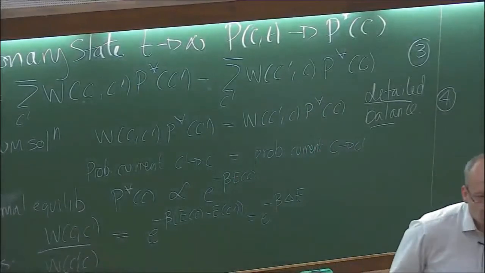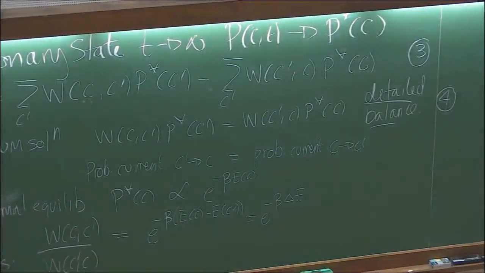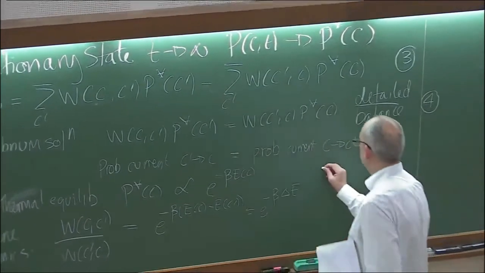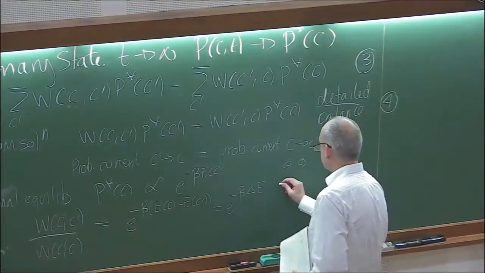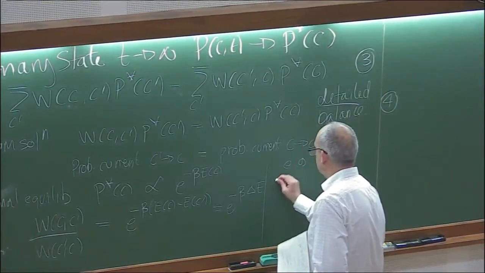And so there's a number of ways of choosing the rates to satisfy this. There's a few choices, and probably you will have used some of them in computer simulations, simulating dynamically an equilibrium state. So some choices are, let me just squeeze it here.